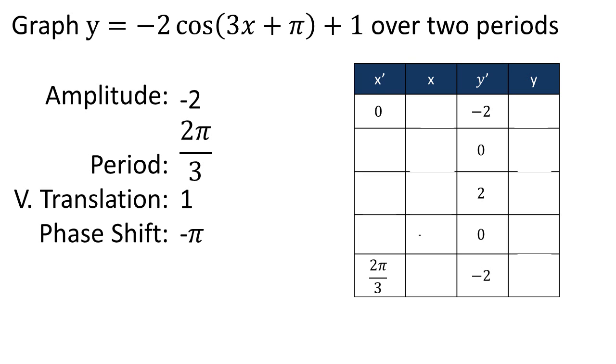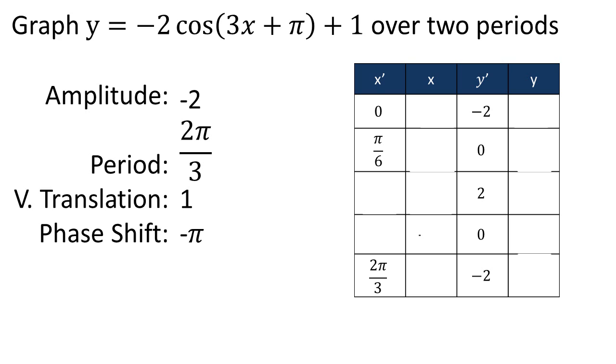First one's 0, the last one is the period, which is 2 pi over 3. I have to divide that into 4 equal parts, so I multiply it by 1/4 to get this box, 2/4, which is the same as 1/2, to get this box, and 3/4 to get this box. So 2 pi over 3 times 1/4, if I multiply it out, is going to give me 2 pi over 12, which simplifies to pi over 6.